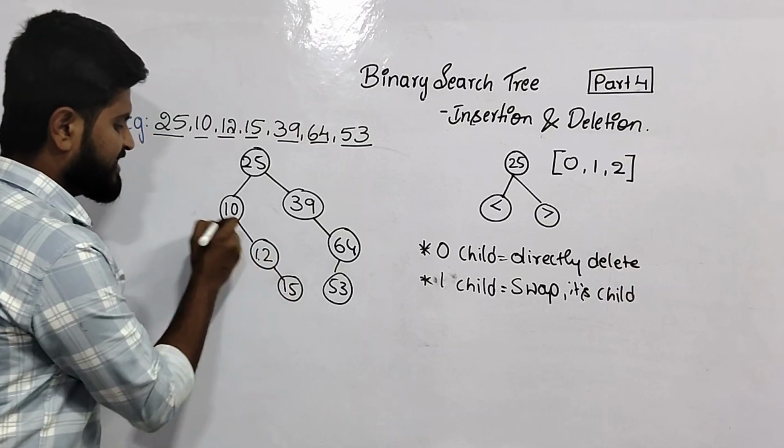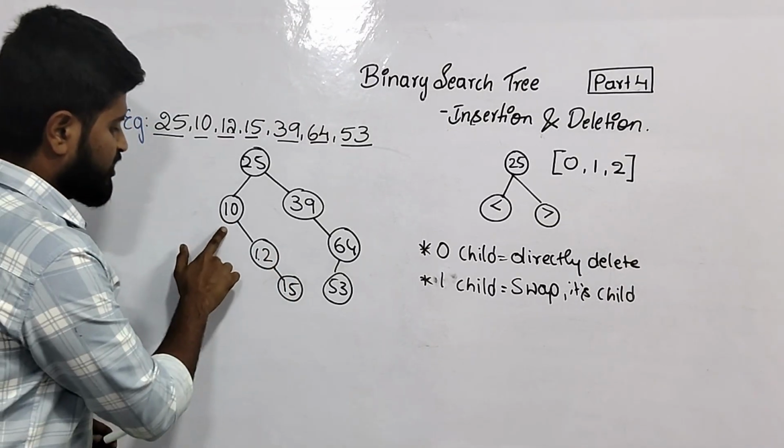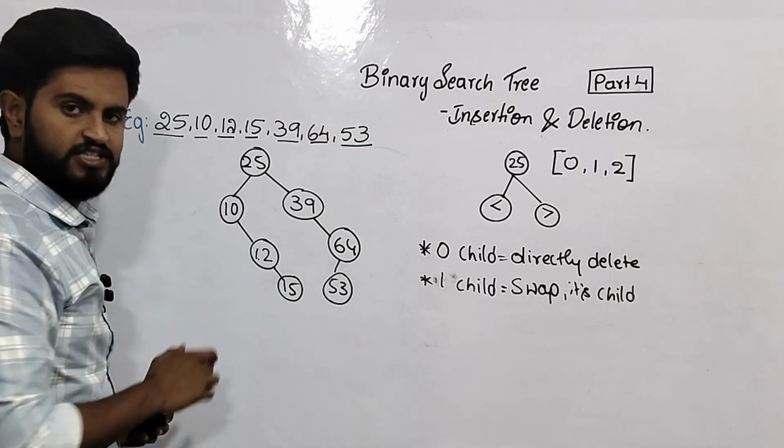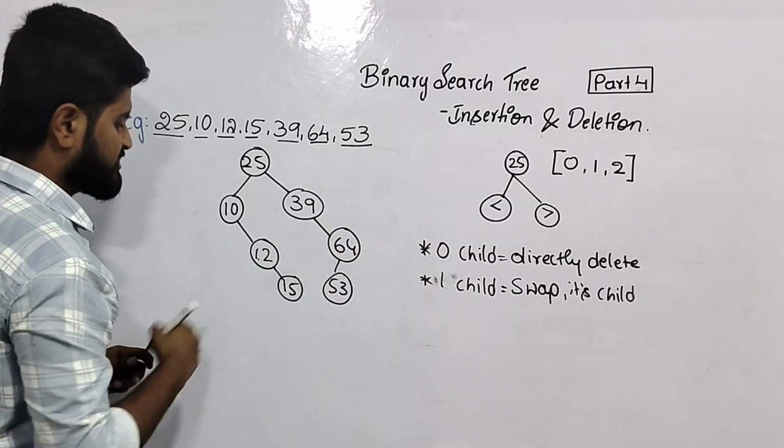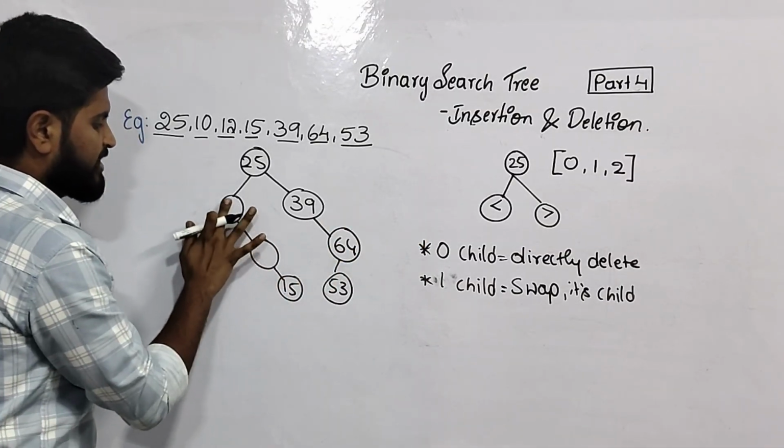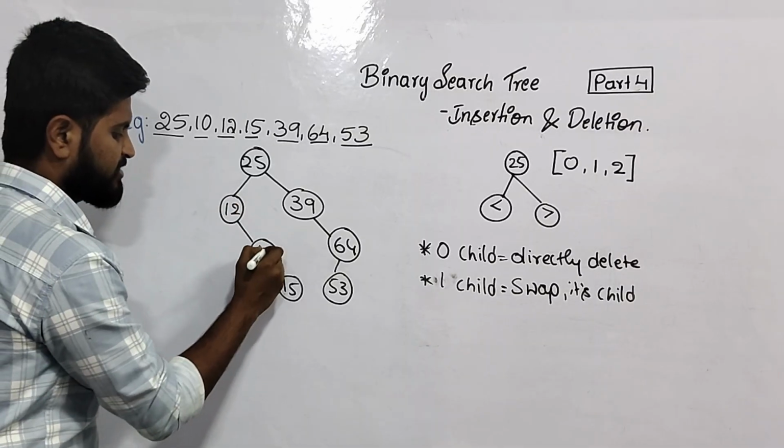Now if I want to delete 10, 10 is having 1 child. So how to do it? Swap it with the child. So 10 and 12 will be swapped. 12 will come here, 10 will be here.